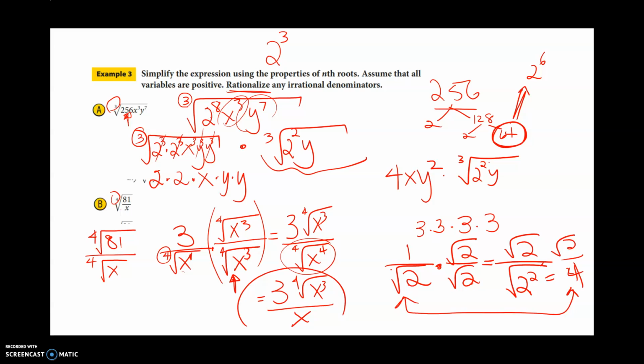So when you're rationalizing denominators, you've got to get a perfect power. If it's a square root, you need a perfect square, right? If it's a cube root, you need a perfect cube. If it's a 4th root, you need a perfect something to the 4th power. That's how we rationalize denominators, okay?